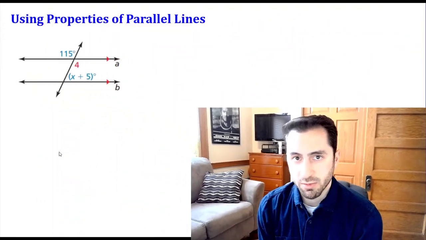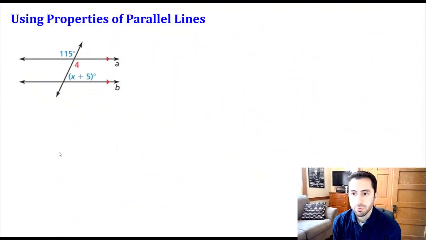We have the corresponding angle theorem, the alternate interior angle theorem, and the alternate exterior angle theorem. Those 3 all tell us that those special pairs of angles are all congruent. And then the last one is the consecutive interior angle theorem, which tells us that the consecutive interior angles are supplementary. So what we're going to do is take a look at 2 examples and talk through the process and how we use those theorems to write and solve some equations.